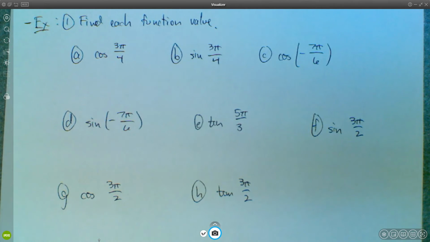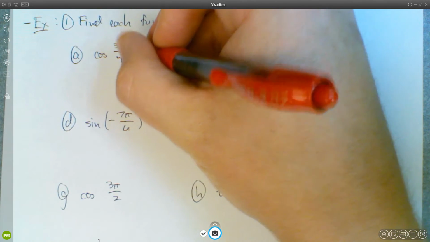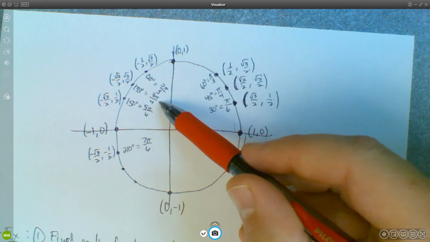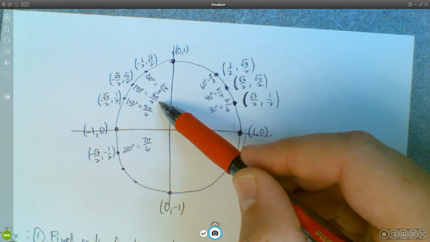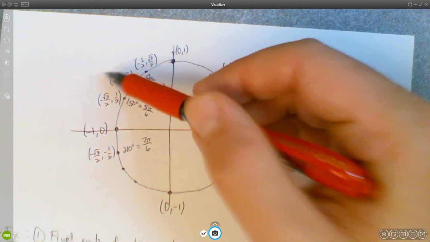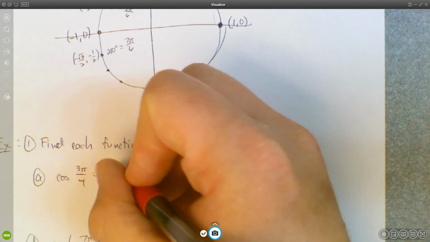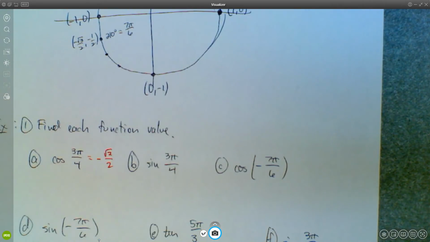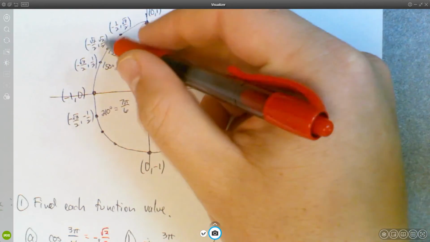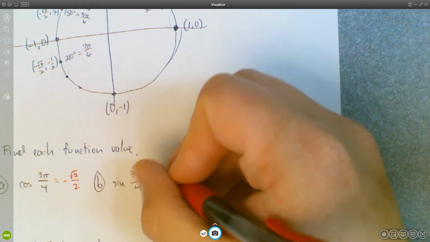Okay, so here's my solution. Cosine of 3 pi over 4, right? 3 pi over 4 is right here. Cosine is going to be the x-coordinate, so that's negative root 2 over 2. Okay, so not too bad. Sine of 3 pi over 4 is going to be the y-coordinate, so that's a positive root 2 over 2.